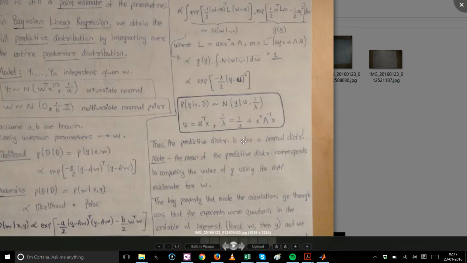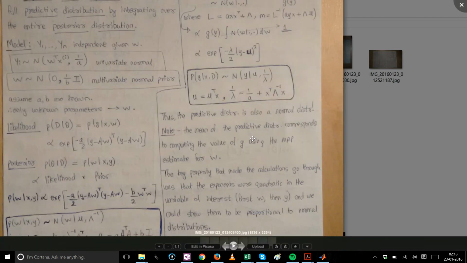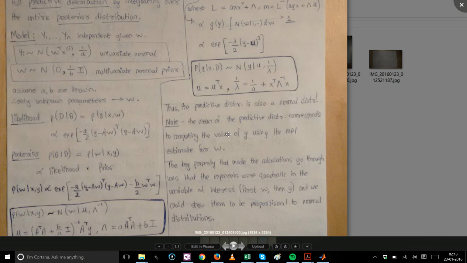So the predictive distribution is also a normal distribution. It looks like everything is normal, right? Everything's normal. So the mean of the predictive distribution corresponds to computing the value of y using the MAP estimate for w, which was this, and this is x new, and then this is the probability distribution on y new given x new and the data.